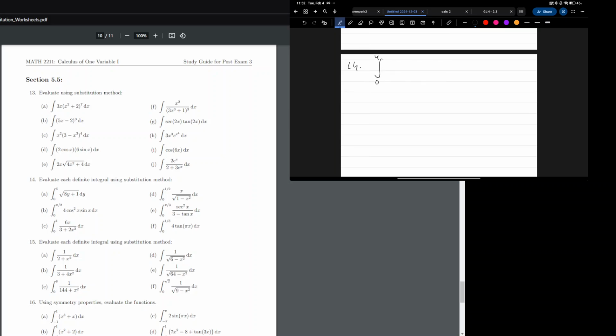Let's see. Our question is the integral of root 8y plus 1 dy. Now, the y over here is just some variable. It doesn't matter if it's y, z, t, a, b. A variable is a variable. So we will just solve it the normal way.